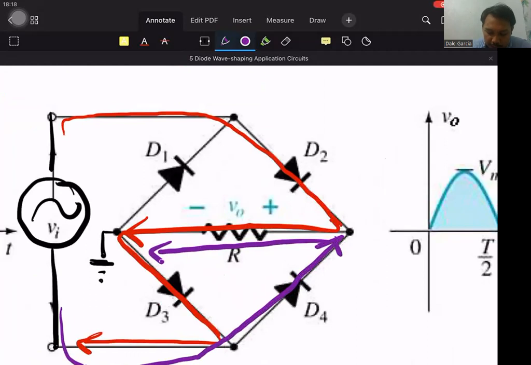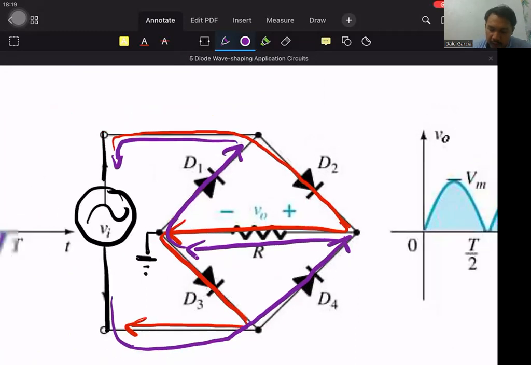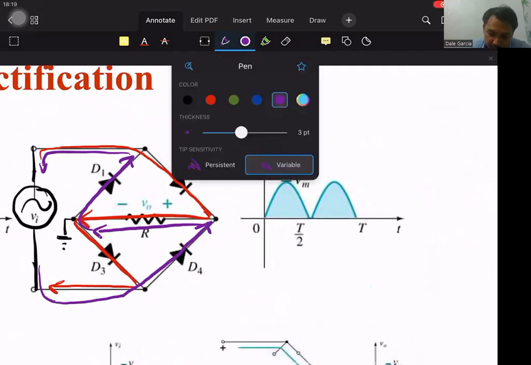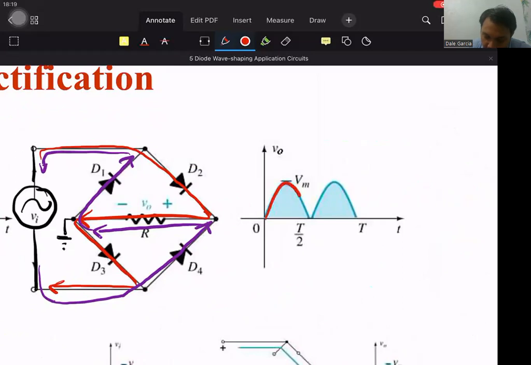Look at the red arrow, it goes this way. The purple arrow goes this way. That's why, relative to the resistor, the signal passes the same way in the positive half cycle and in the negative half cycle. So it goes here to D1, then goes back to the source. And that's it. So for the positive half cycle, it goes this way. For the negative half cycle, it goes this way.